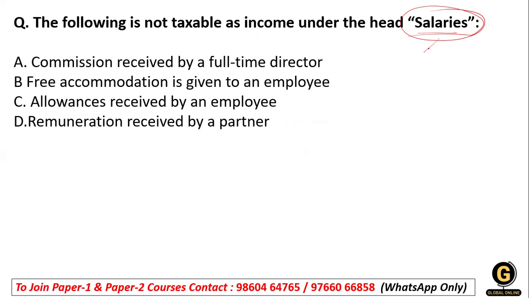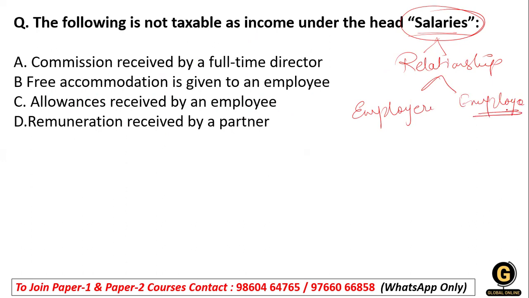You know what a salary is? Salary means there is a relationship between the employer and employee. If you earn income and there is a relationship between the employer and employee, this earning is known as a salary. Now the first statement, commission received by a full-time director. The director is either an employer or an employee, so it will come under salary.